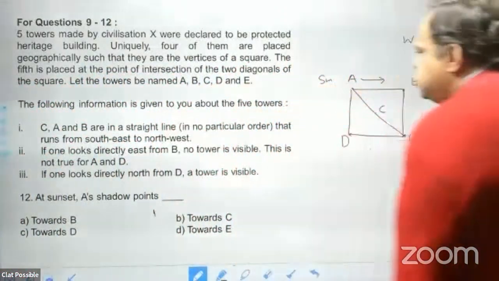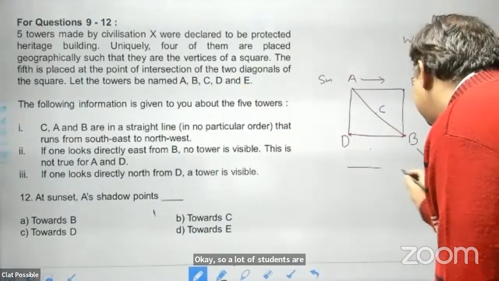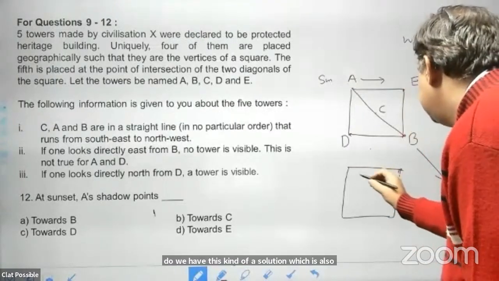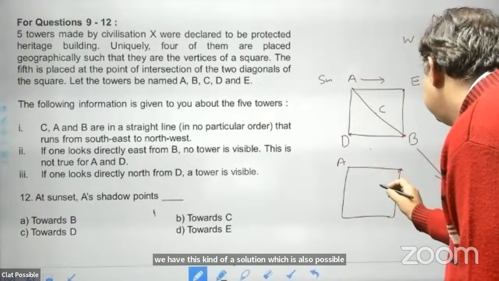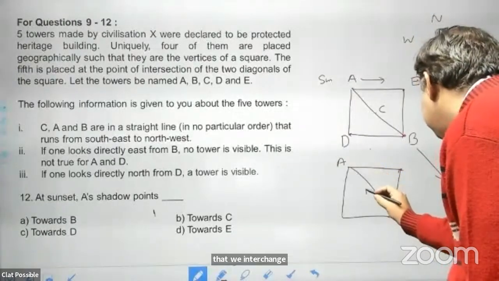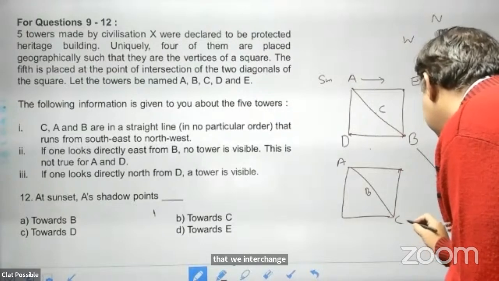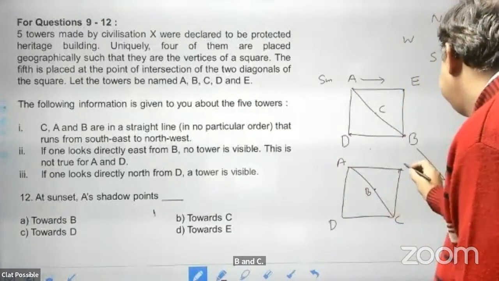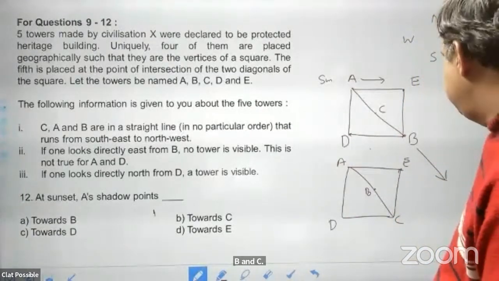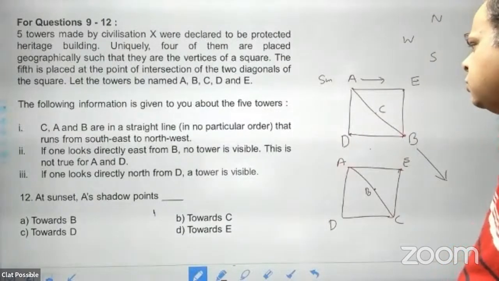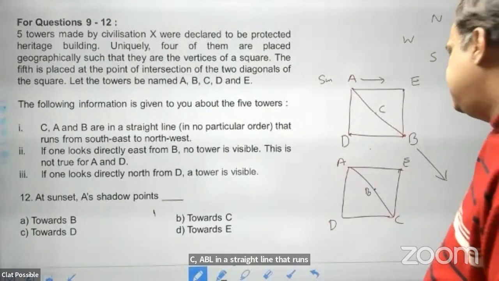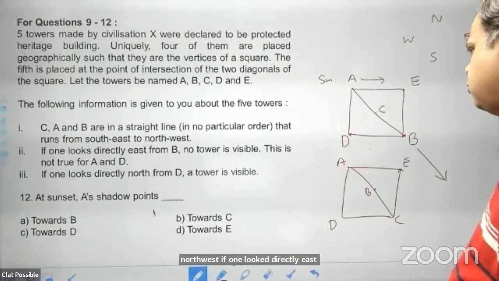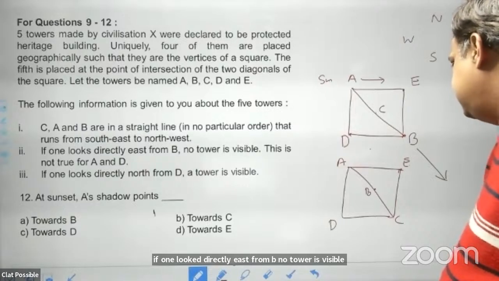Okay, so a lot of students are saying, do we have this kind of a solution which is also possible? That we interchange B and C. CAB are in a straight line that runs from southeast to northwest. If one looks directly east from B, no tower is visible. This is not true for A and D.